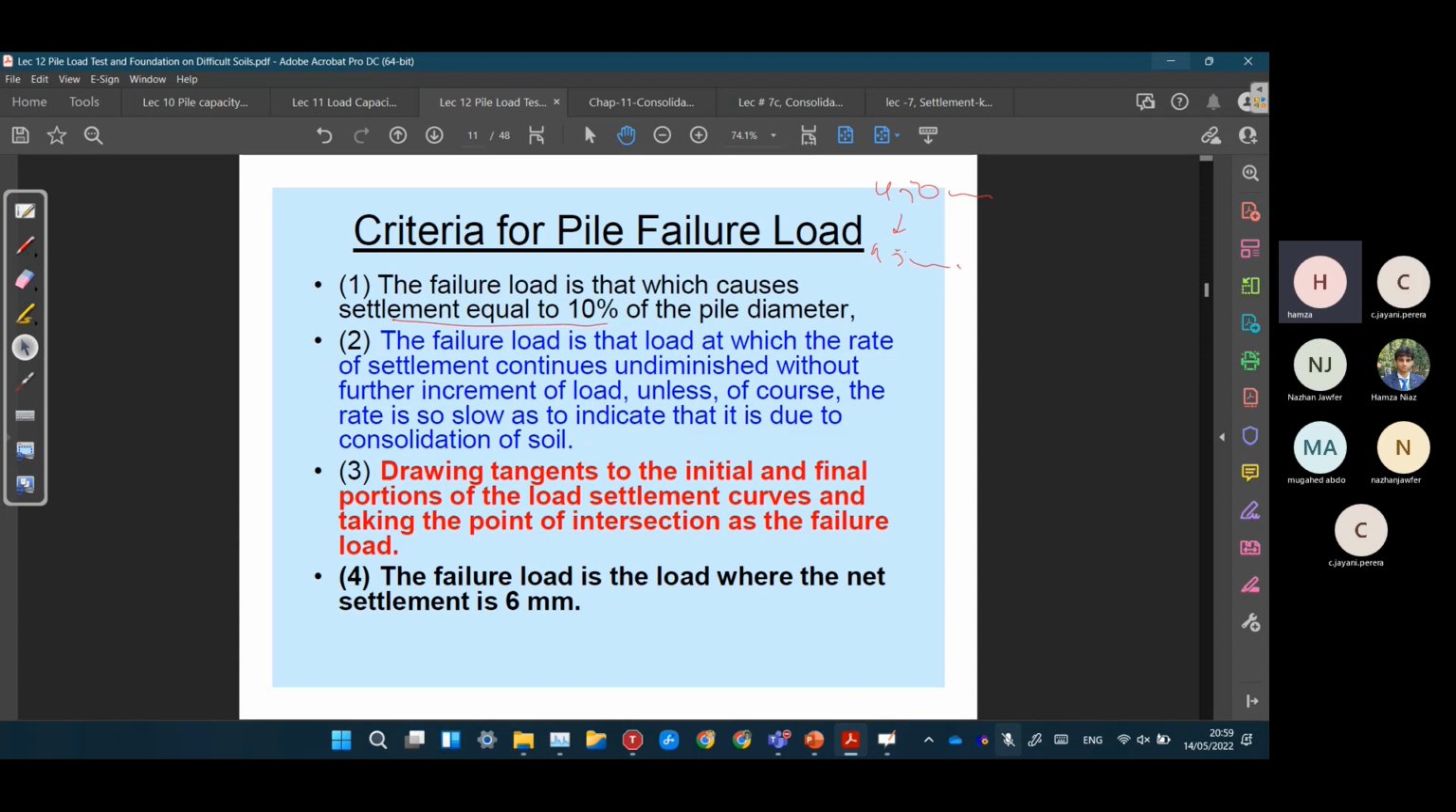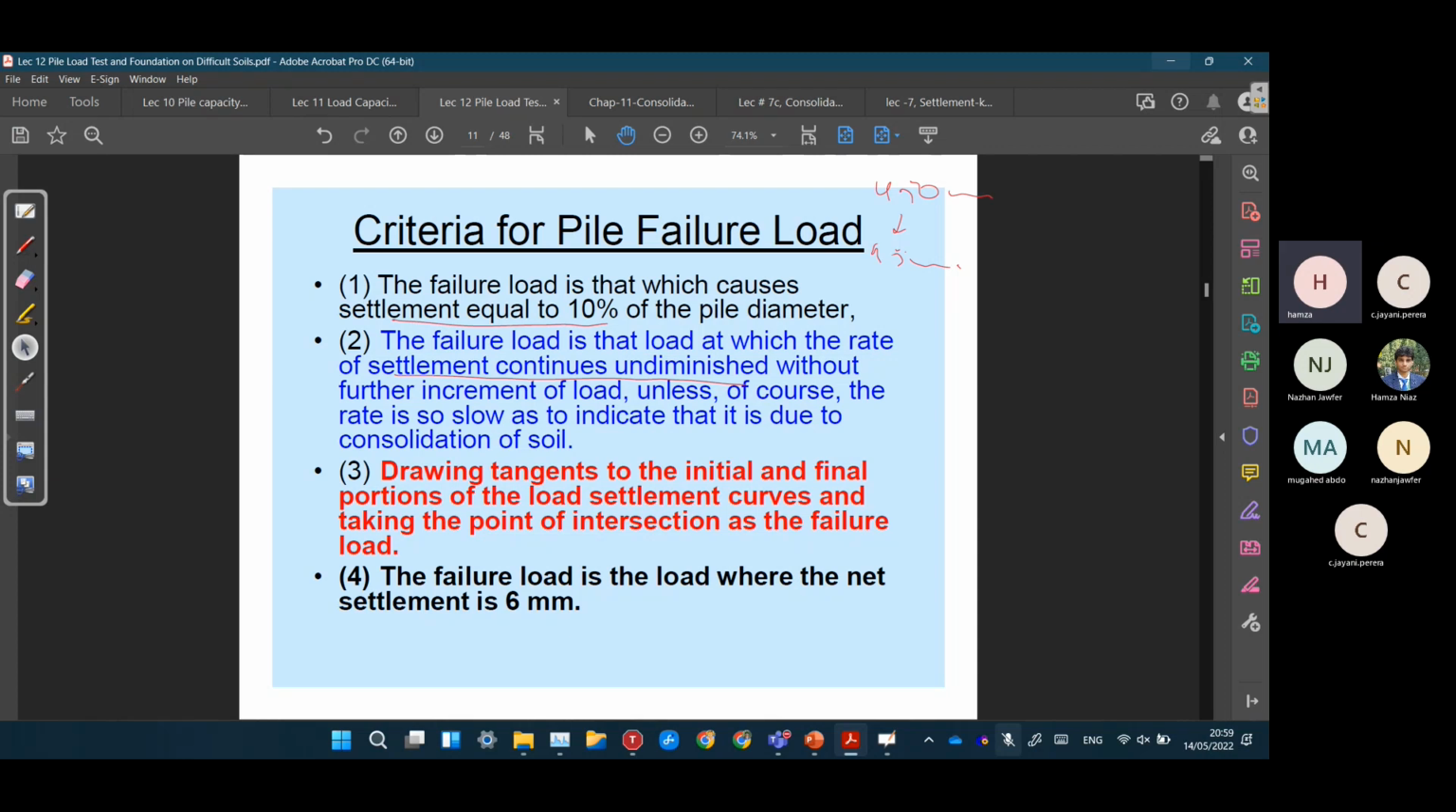The second one is if the settlement is not diminishing, if the settlement is continuing on and on. That means the pile has already failed, because if the settlement has stopped, the pile is bearing the load. If the settlement is going on and on, the pile is not bearing load. It is going downward and downward. So that has failed. The third and fourth criteria are important.